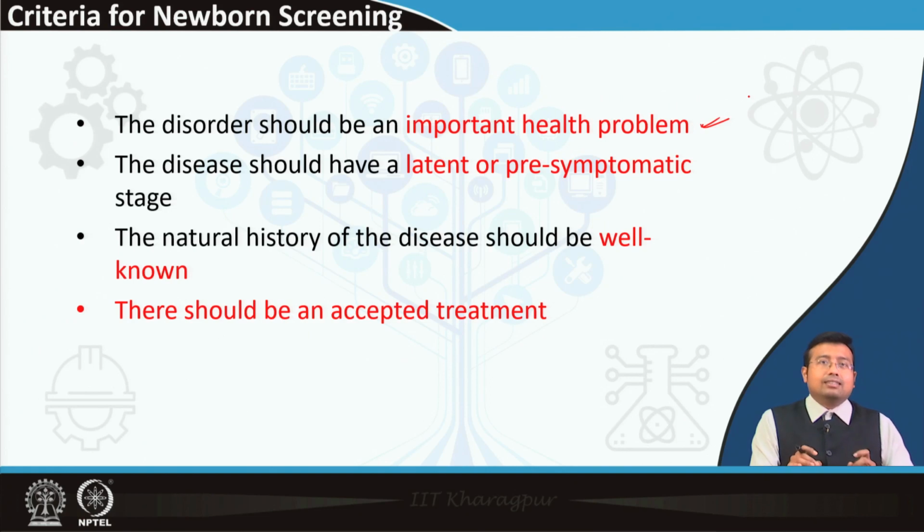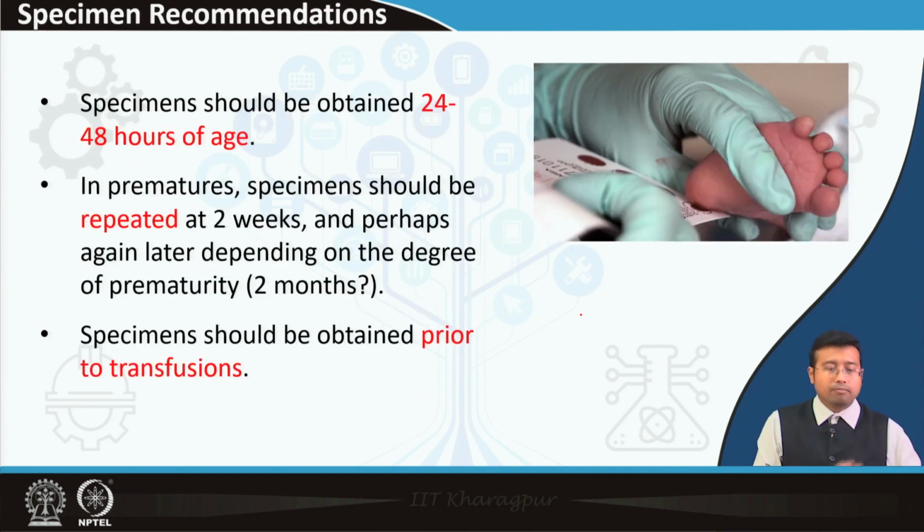Okay. The disease should have a latent or pre-symptomatic stage. That means there can be a window where we can actually suspect or detect the disorder. Okay. The natural history of the disease should be well known. The physician should be able to know what happens next. When the natural history of the disease is known, it is much easier to diagnose. And lastly, there should be an accepted treatment. We are trying to find out the disease only because we can treat the disease, right? So there should be an accepted treatment. If all these criteria fall into place, then the disease can be considered for newborn screening.